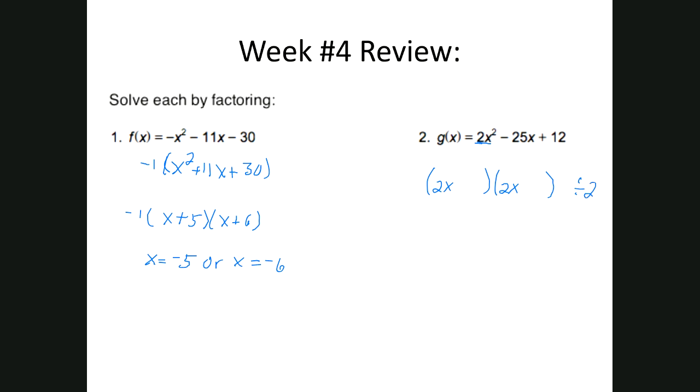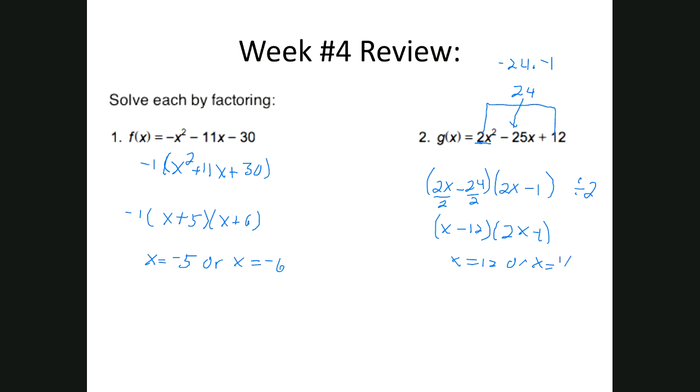Then I multiply the outer terms together. So 2 times 12 is 24. What two numbers multiply to 24 but add up to -25? Well, -24 times -1 is 24, and -24 plus -1 is -25. So -24, -1. Then I'm going to have to divide a 2 out of one of the parentheses, so this is the parenthesis I choose. That gives me (x - 12)(2x - 1). So my solutions would be x equals 12 or x equals 1/2.